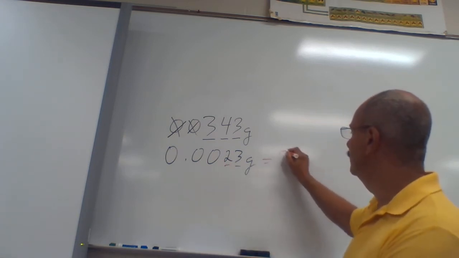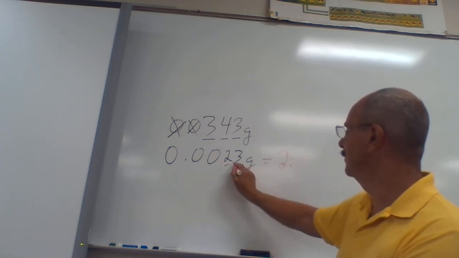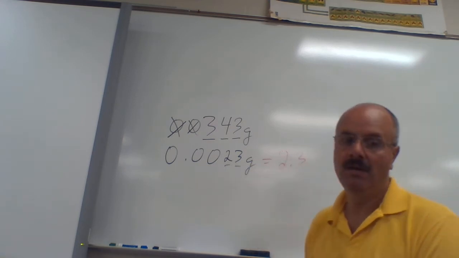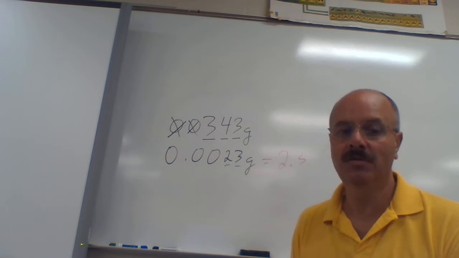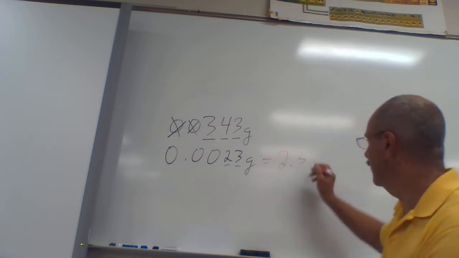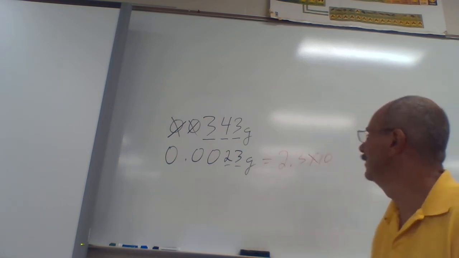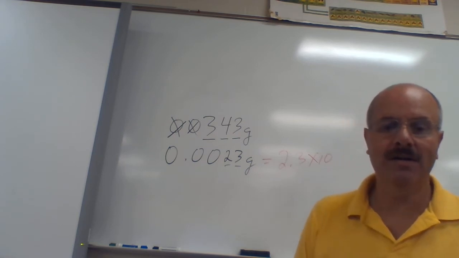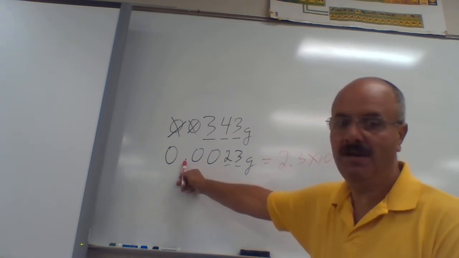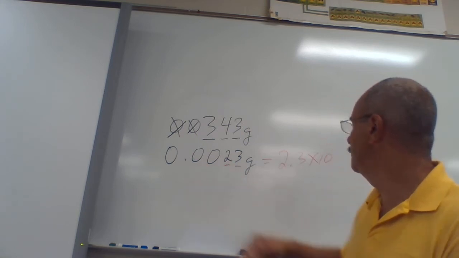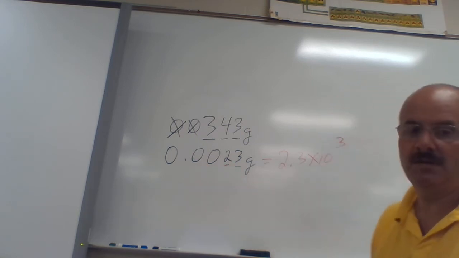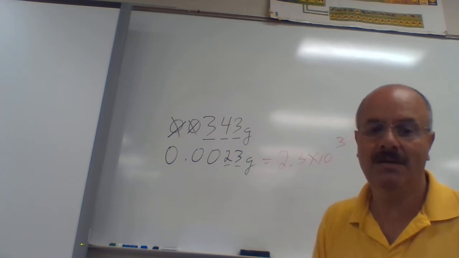So I need to make this 2 point. I'm going to put the point right here and make it 2.3. But 2.3 is not the same as 0.0023. So I have to say times 10. And then I have to figure out how far I moved that decimal. The decimal went from here over to there. So it went 1, 2, 3 jumps. So it's 2.3 times 10 to the third.